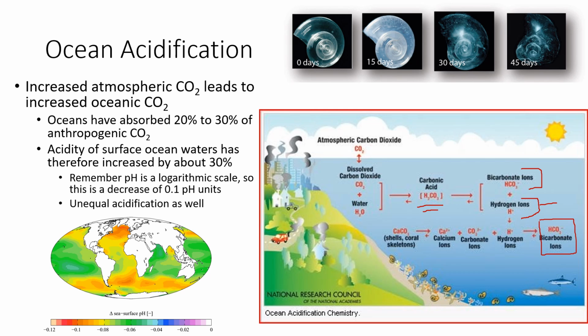Much of the carbon dioxide, between 20 and 30%, that we have emitted since the beginning of the Industrial Revolution has been absorbed by the oceans. That has translated to about a 30% increase in acidity. Again, a 30% reduction in pH. And remember that pH is a logarithmic scale, so going from 8 to 7, that is a 10 times increase in acidity. Going from 7 to 6 is another 10 times increase in acidity. So even if it just goes from 8.3 to 8.0, that is a very significant, about 30% change in acidity.